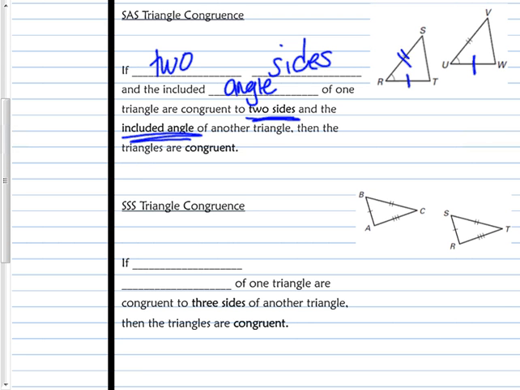And then RS is congruent to UV. Well, the included angle, the angle between the two sides, would be angle R and angle U. Are they congruent to each other? Yes, they are. So that's side, angle, side.